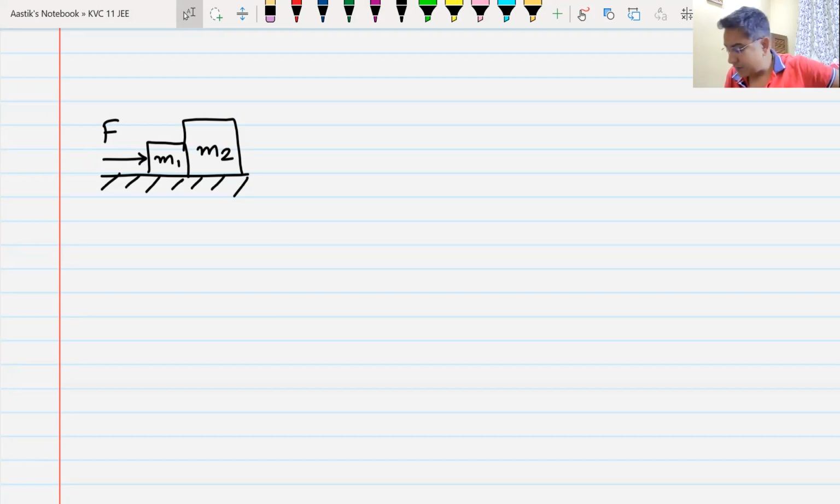Now remember, whenever such a question comes, these two blocks are going to move together. They cannot get separated. The question would not say this, but you'll have to understand that the blocks will not get separated. Now, what are the things that can be asked here? The first thing is the acceleration of the blocks. Will the blocks have the same acceleration or different acceleration? They would have the same acceleration because they have to remain in contact. So that is the first question that they can ask. What is the acceleration of the blocks? What is the second question that they can ask?